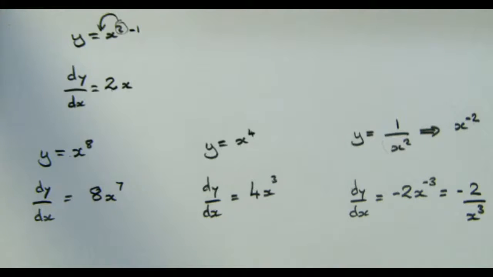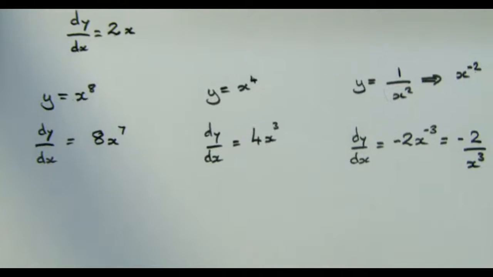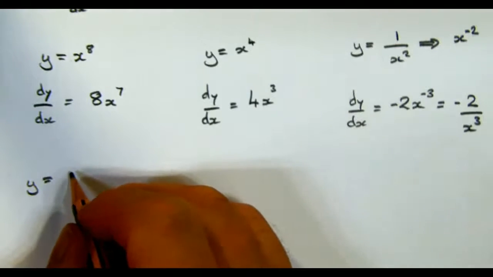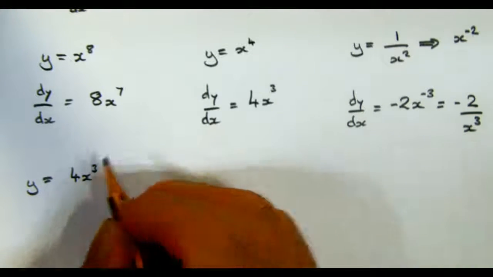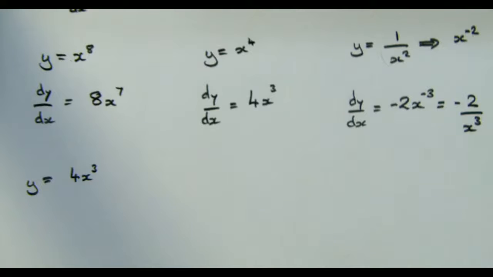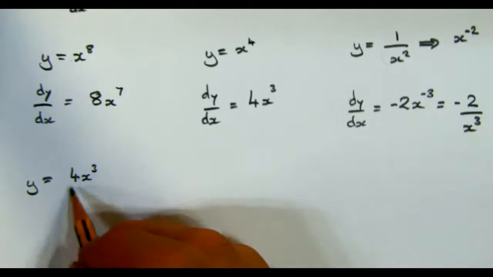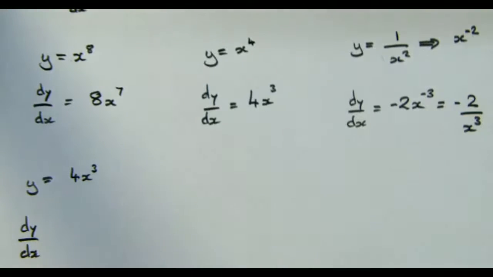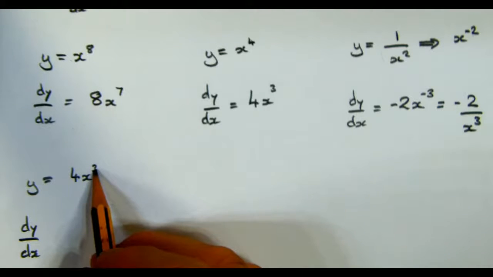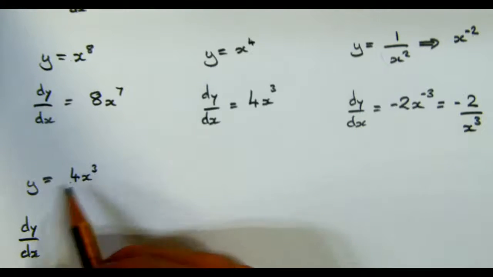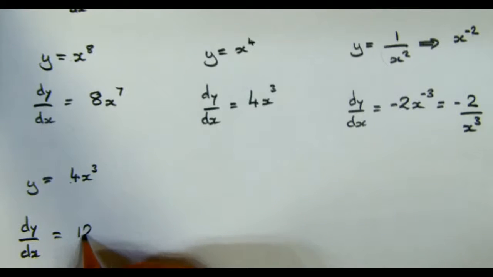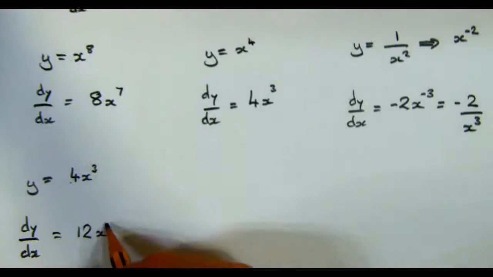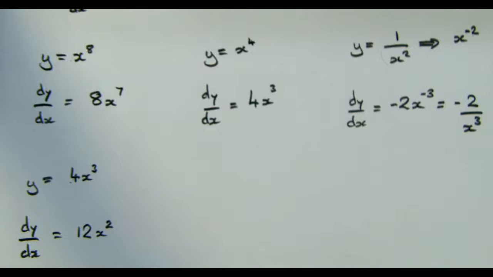A slightly harder differential might be if I was given y equals 4x cubed. If we look at 4x cubed, then the same rules are going to apply. dy by dx is going to be, we take here 3 and multiply at the front, and there's a 4 there, so we multiply them together. So that's going to be 12x, and this number decreases by 1, 12x squared.